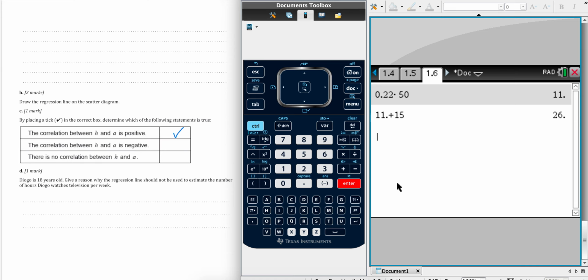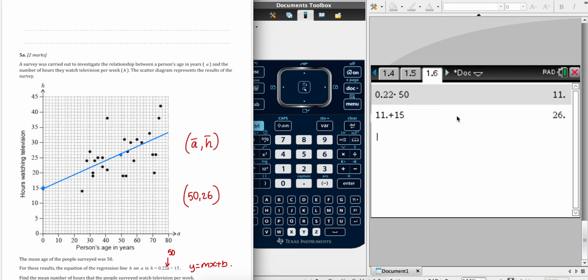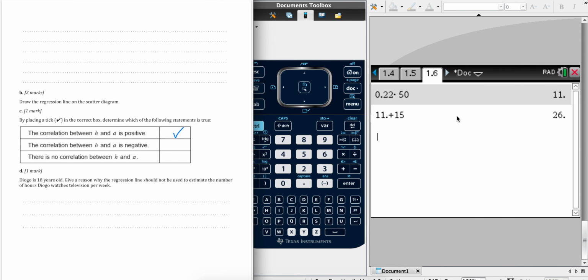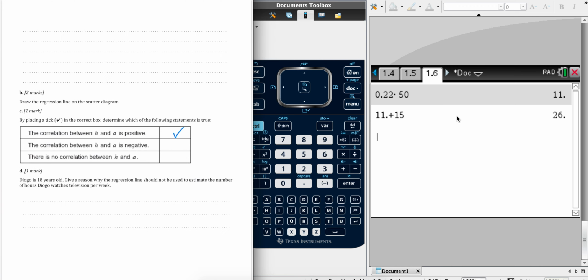And then for the last question, it says Diogo is 18. Give a reason why we can't use the regression line. So we're not able to use the regression line because all the values at the moment kind of range between 20 something and 80. And Diogo is only, how old was he? 18. So he kind of fits here. And therefore it's extrapolation, and we're taking it outside of the range of values we've got.